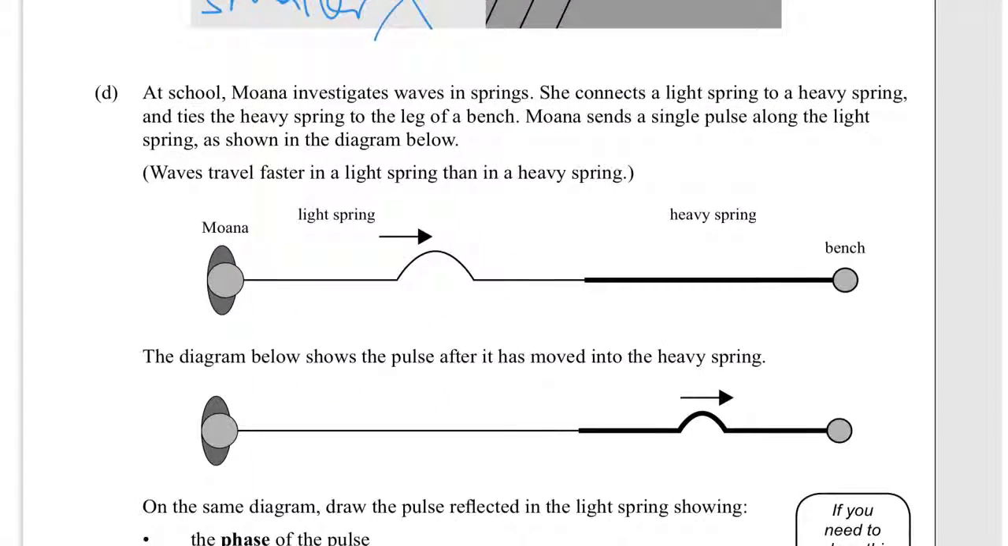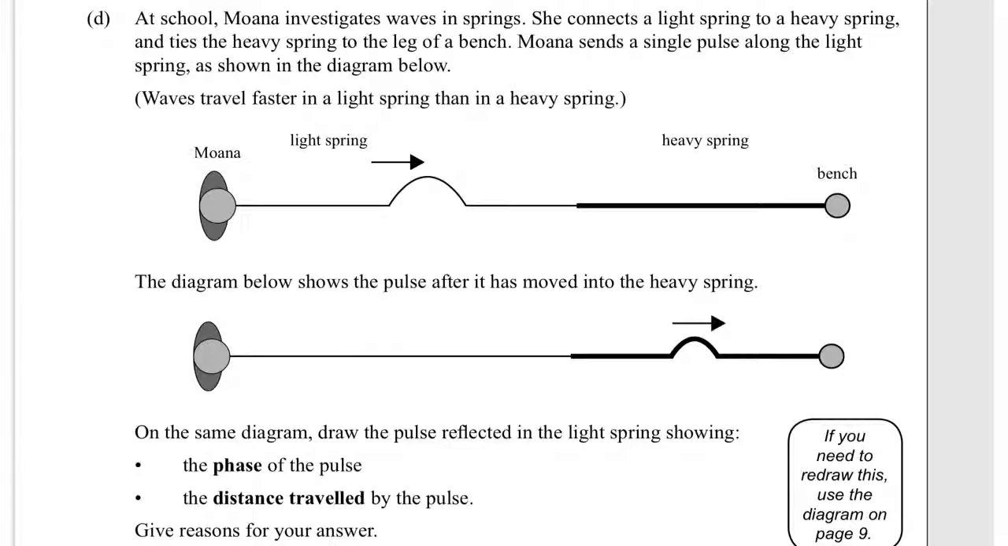Okay, D. At school, Moana investigates waves and springs. Okay, springs a little bit different. She connects a light spring to a heavy spring and ties the heavy spring to the leg of a bench. You can see the top view given just here. Moana sends a single pulse along the light spring as shown in the diagram below. Waves travel faster, this is nice to know, waves travel faster in a light spring than in a heavy spring. So fast and light and slow and heavy. Okay, presumably the heavy spring takes more energy to move.